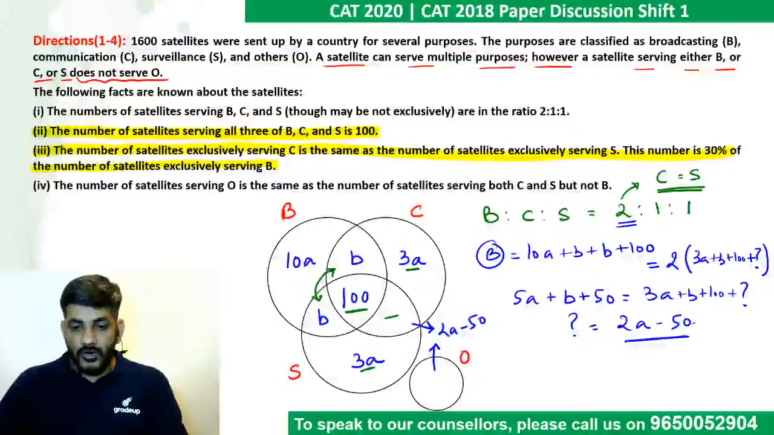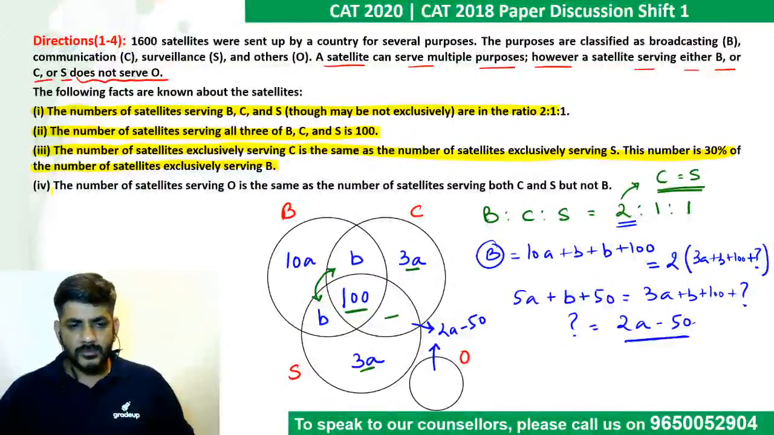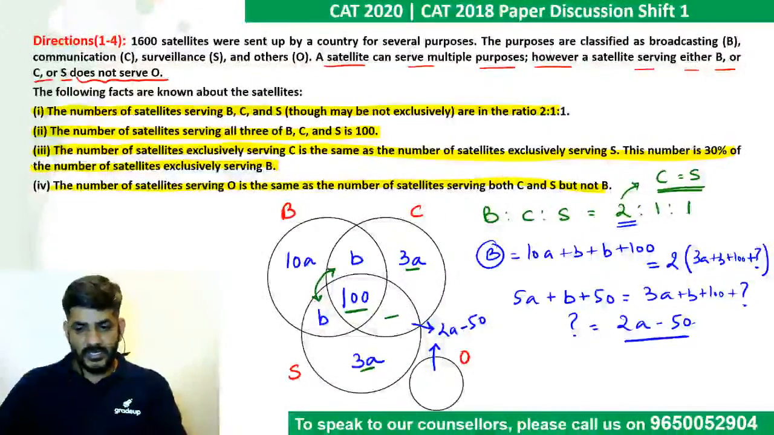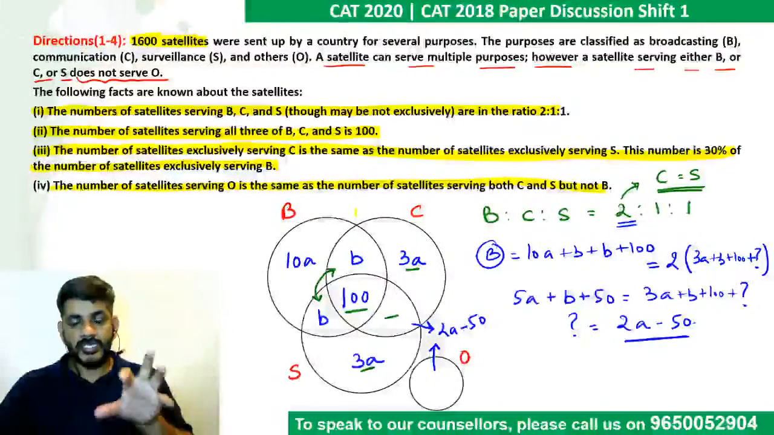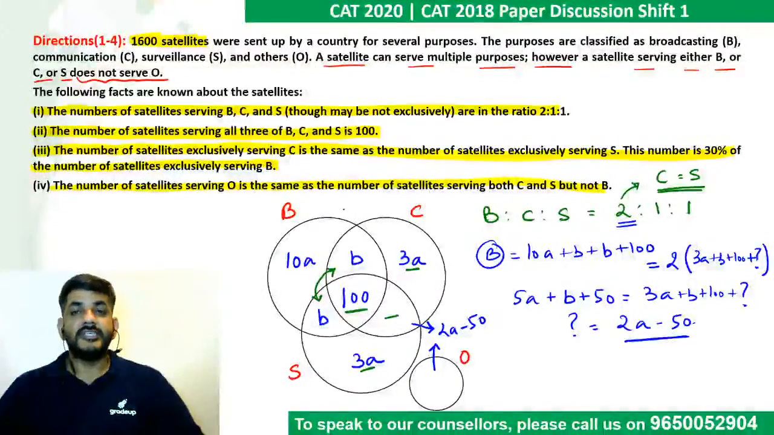Okay, so let us move forward now. We have used almost all the information now. The first one has been used, which is 2:1:1. The last one has been used, which is this. So the 4 given pieces of information have been used. What is left? This is left. 1600 satellites were sent. That means all these areas which I see in these 3 circles or that 4th circle, all of them should add up to 1600.